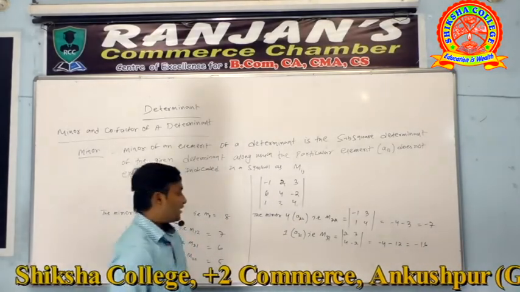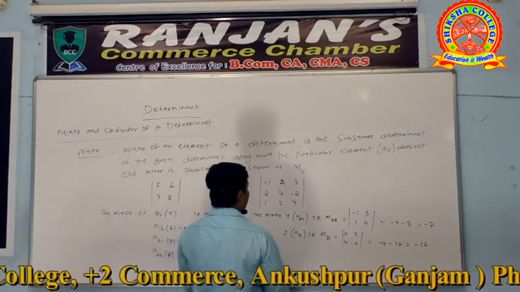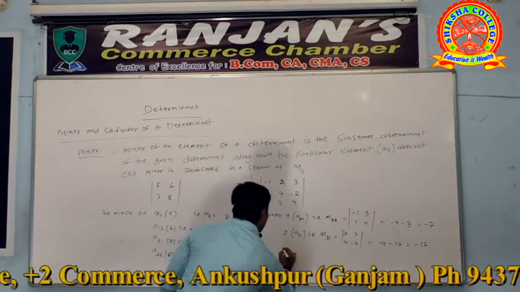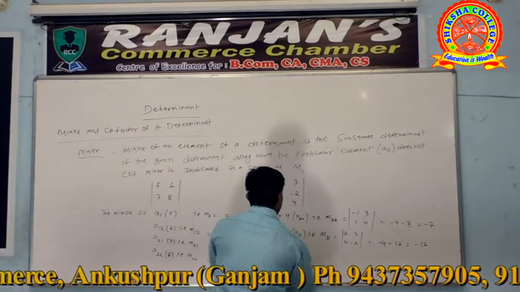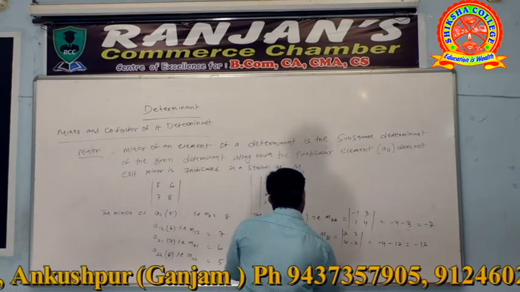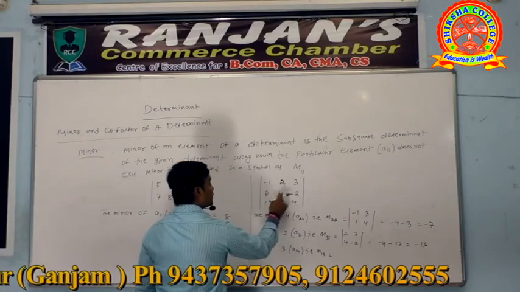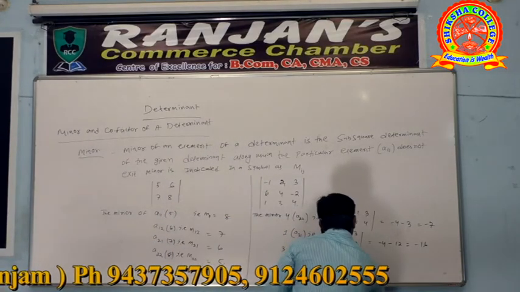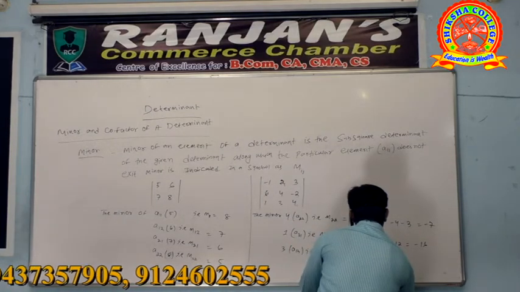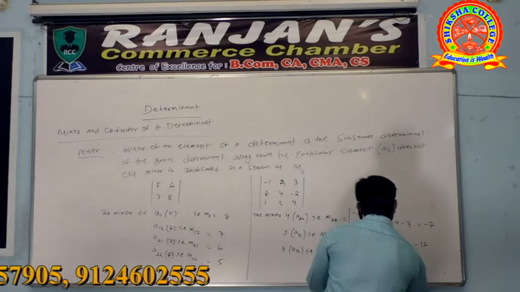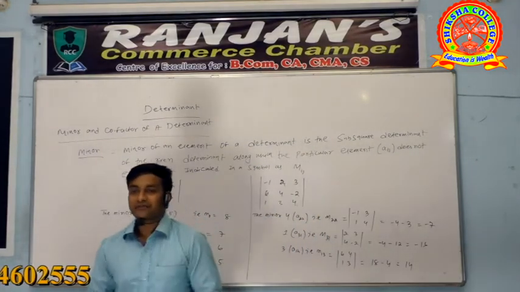Okay, students, I hope all are clear. Now if we take the minor of 3, that is the value A13. So M13 is equal to: now delete the row and column, this and this. Now what is left? 6, 4, 1, 3. Now 6 times 3, 18, minus 4 times 1, which is 4. That comes to 14. So the minor of 3 is 14.